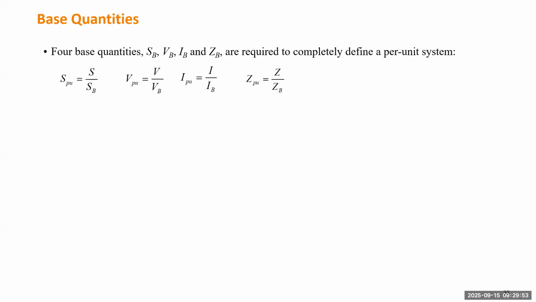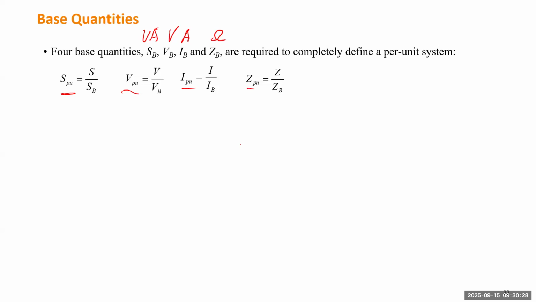For power, it is complex power, so it may not be real power, so it can be VA. So the basic unit is VA or MVA. Voltage will be volt, current will be ampere, and impedance will be ohm. Basically, there are 4 different units. So we need to define 4 different base quantities. And then for each, the actual value divided by the base quantity gives us per unit power, per unit voltage, per unit current, and per unit impedance.